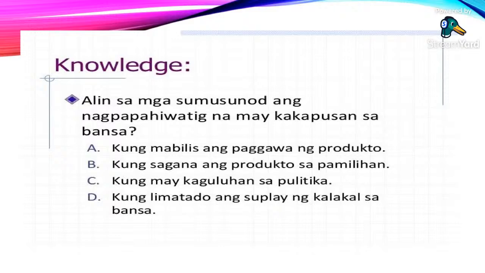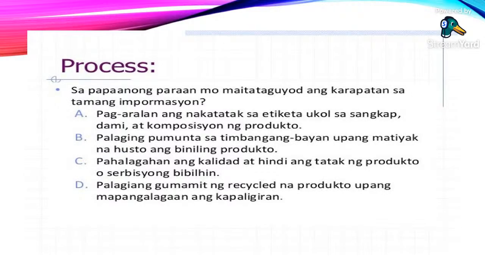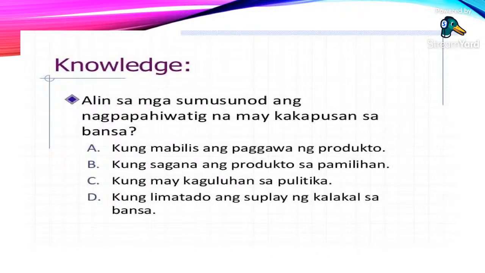Here, to test knowledge, alin sa mga sumusunod, knowledge lang ito, ang nagpapahiwatig na may kakapusan sa bansa? Kung mabilis ang paggawa ng produkto, kung sagana ang produkto sa pamilihan, kung may kaguluhan sa politika, kung limitado ang supply ng kalakal sa bansa. So seemingly, these are all, they appear to be all correct, pero one of them stands out.